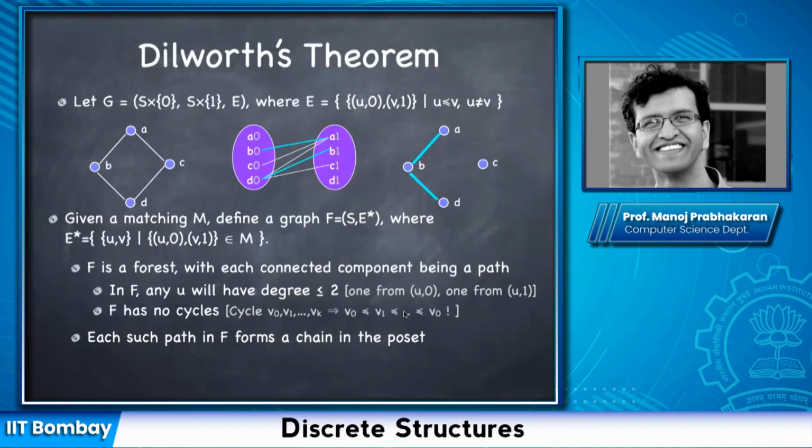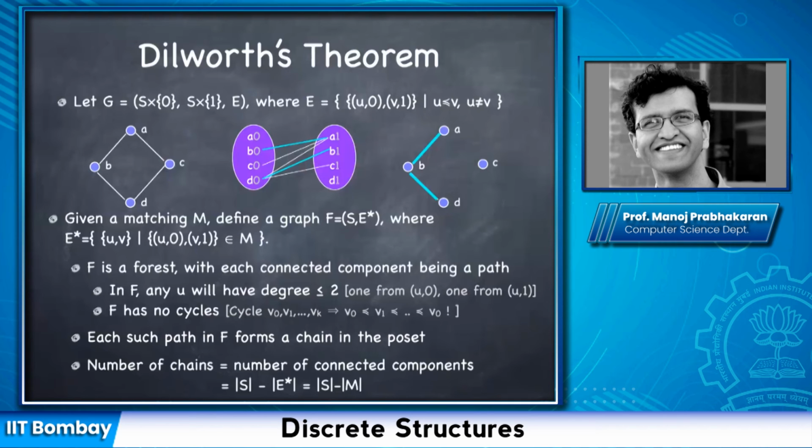Okay, so that's nice. What I wanted to argue, though, is that it's not just that I have a chain decomposition, but I want to argue that I have a small chain decomposition. If the matching is large, there are a lot of edges here. So there are a lot of edges in the graph that I obtain. Every edge here appears as an edge in the graph F. So it has a lot of edges. I want to argue that it has a small number of connected components.